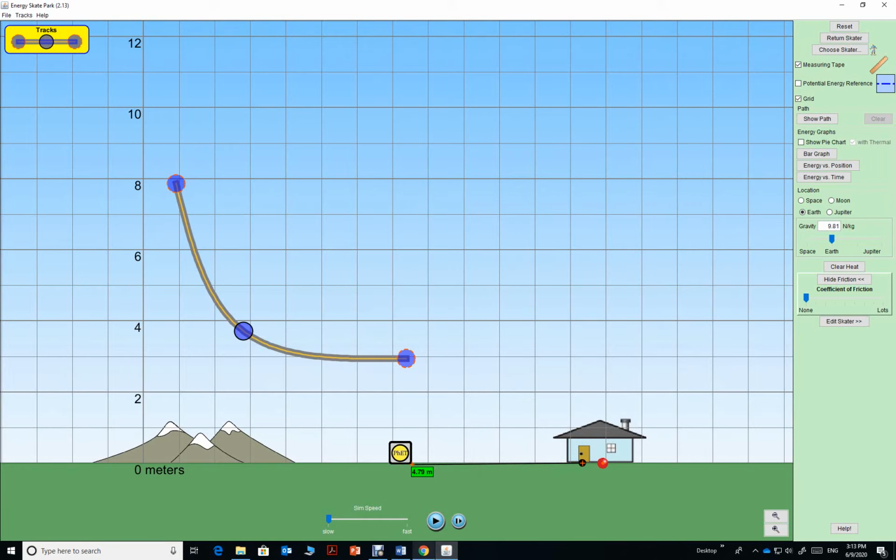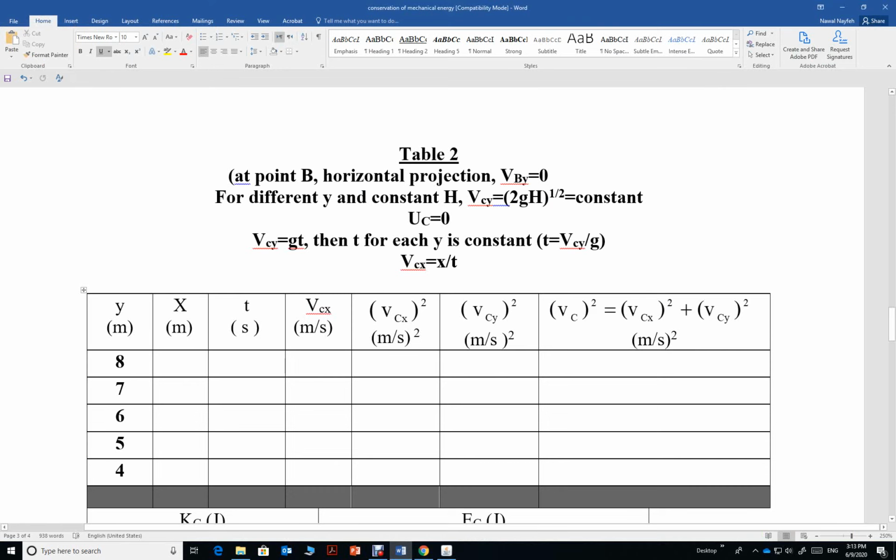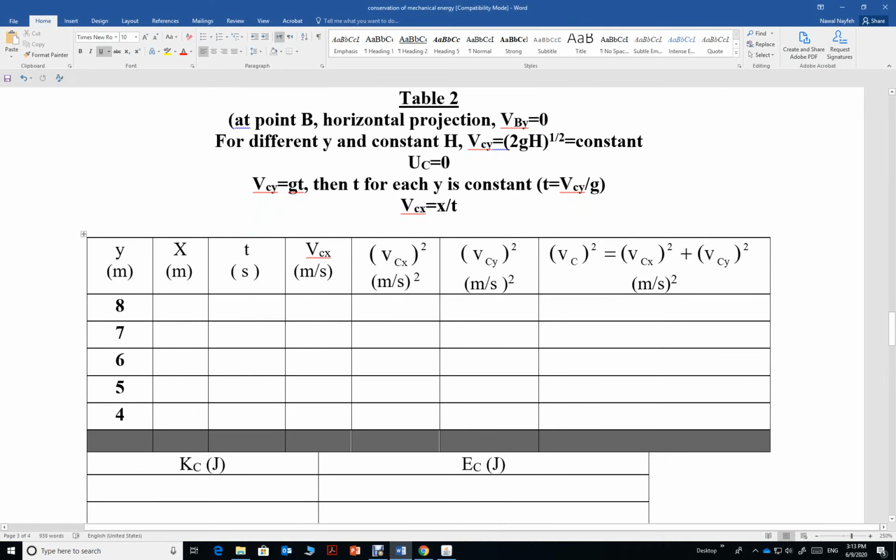Do all the steps here, at 8, 7, 6, 5 and 4, and then record x, and then t, which is VCY over G. VCY has a constant value, the radical of 2GH. And then t also has a constant value.